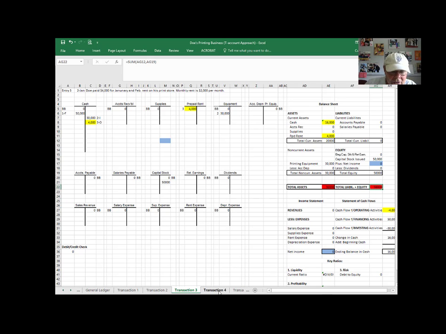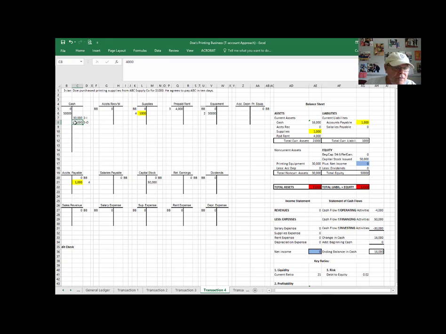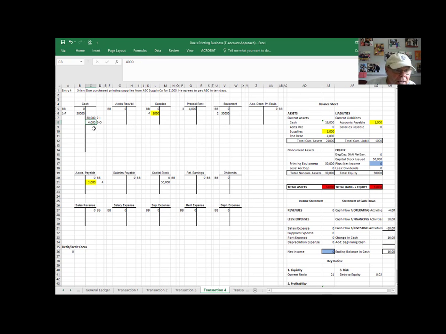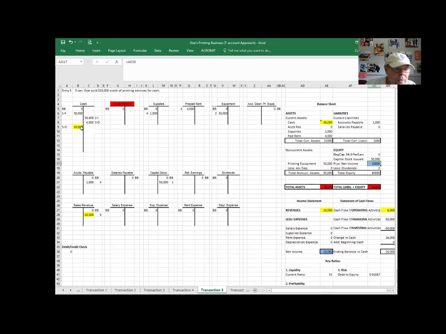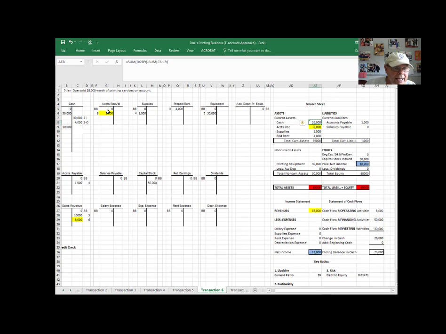Cool beans. Transaction 4, we spend 4 grand to buy what? What did we buy for 4 grand? We credited cash and we debited prepaid rent. Transaction 5, we debited cash, credited revenue. Transaction 6, we debited accounts receivable, credited revenue.